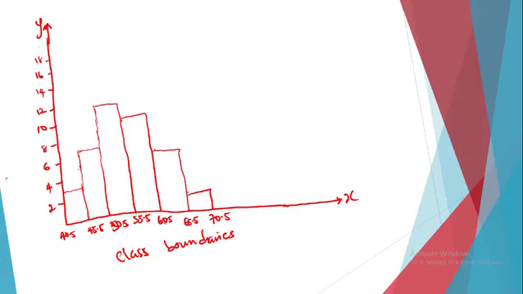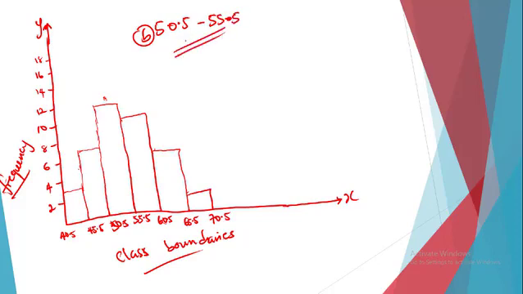And here is our what? Frequency. Okay. Now he said the class boundaries with the highest frequency is what we call what? The modal class. Now looking at this, this is the highest frequency here, and the class boundary is 50.5 to 55.5. Okay, that is the modal class.